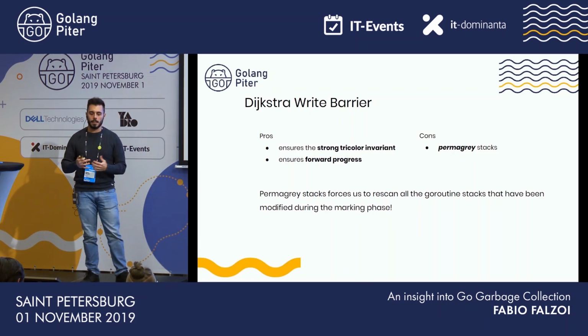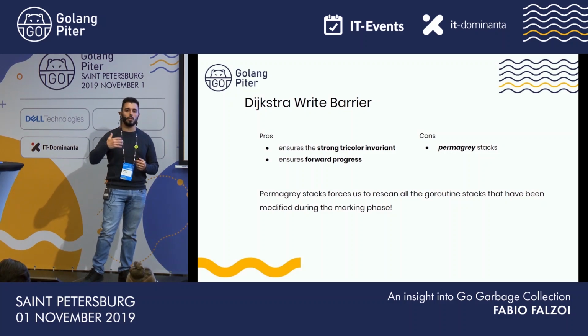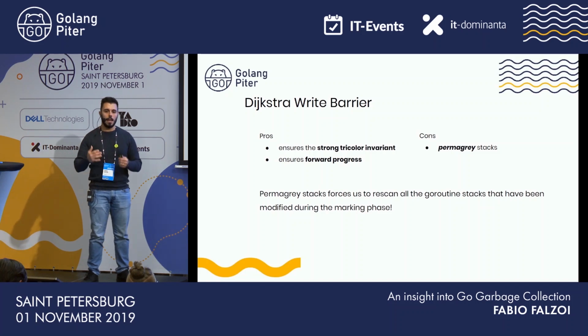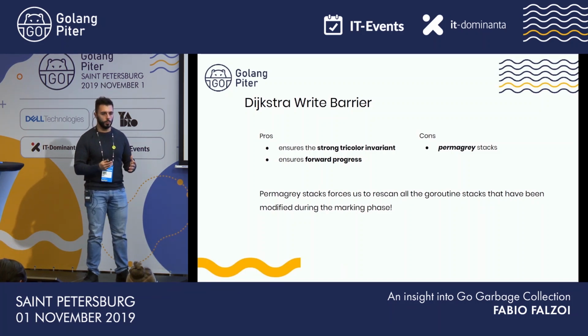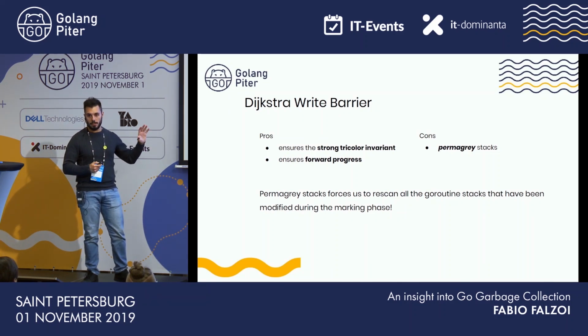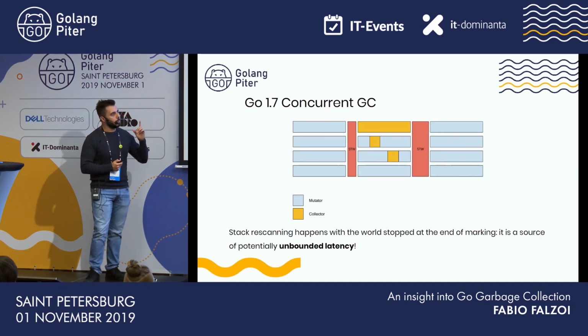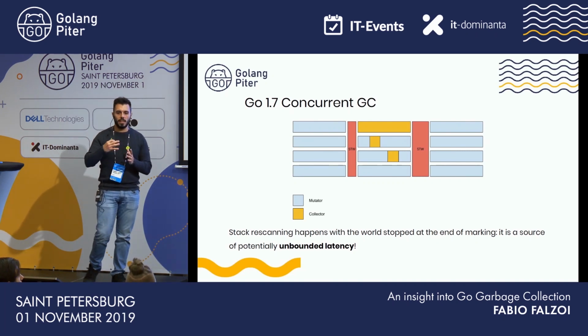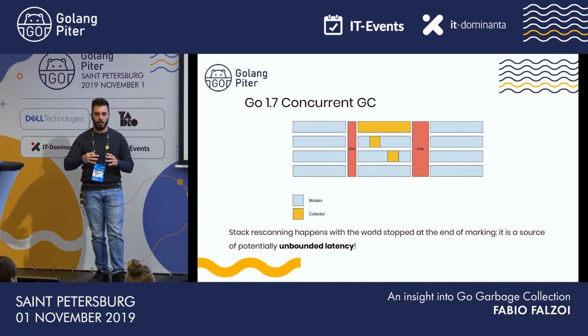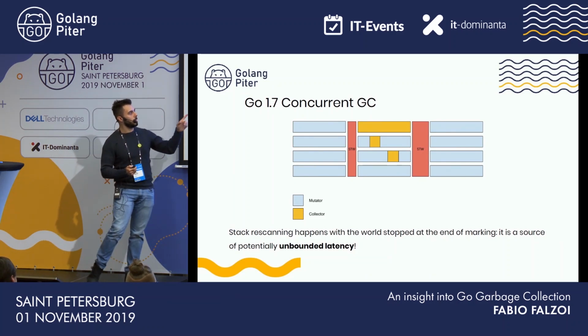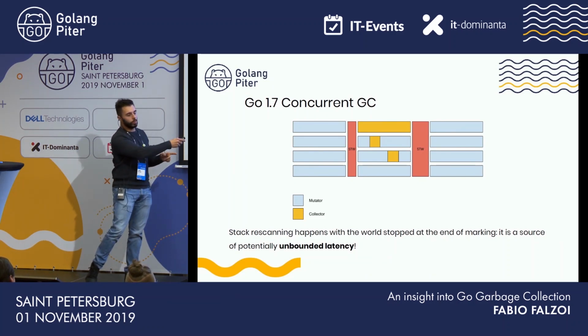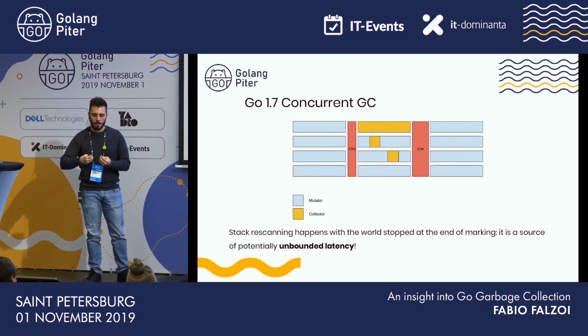Simply put, the permagrey stacks approach means that you can concurrently scan the stack during the marking phase, but at the end of the marking phase, again, you need to stop the world and rescan all the goroutine user stacks that have changed. This is a problem because doing it this way, you are introducing potentially unbounded latency in your application, because if you have a lot of goroutines, the end of the marking phase that you can see over there in that stop the world phase does not have a bound on its length.